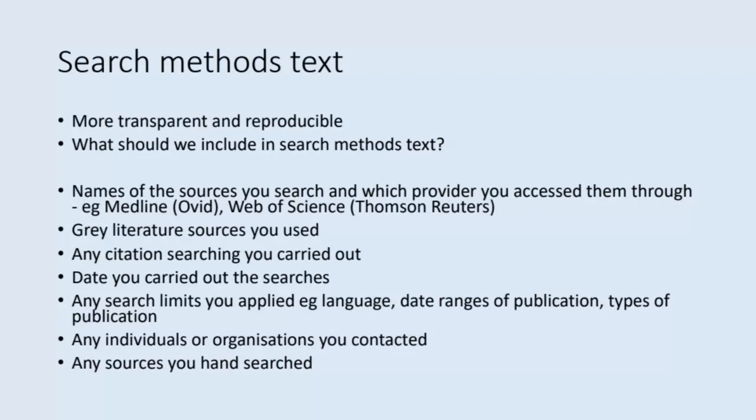Any search limits that you applied, so if you limited by language, or if you had a date range, anything like that, pop that on there as well. If you contacted any individuals or organisations, and any sources that you hand searched. So when we say hand search, now we mean if there's a specific journal that you know is relevant to you and you go to their web page and browse their archives, that's what we would call hand searching. So back in the day, you would come into a library and search the journal's archives, but mostly journal archives are available on the website, so you can just do that electronically.